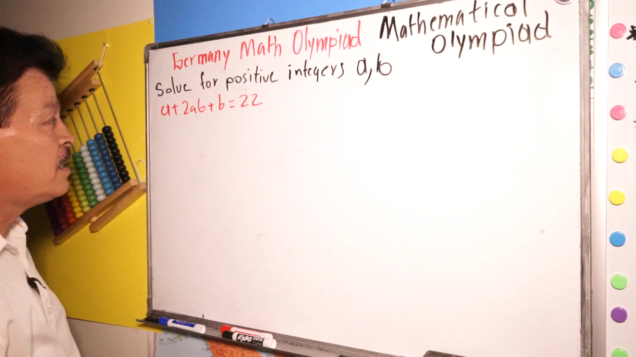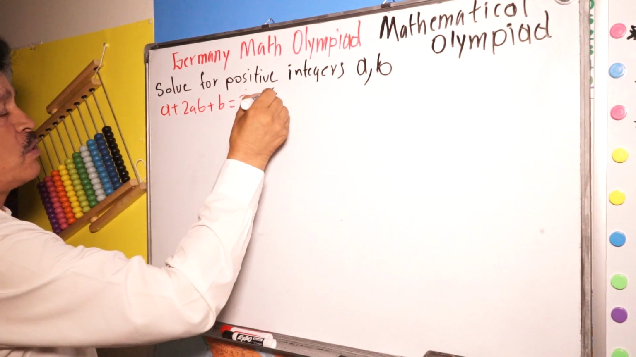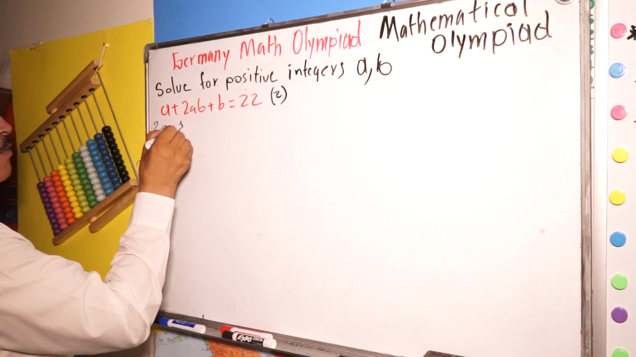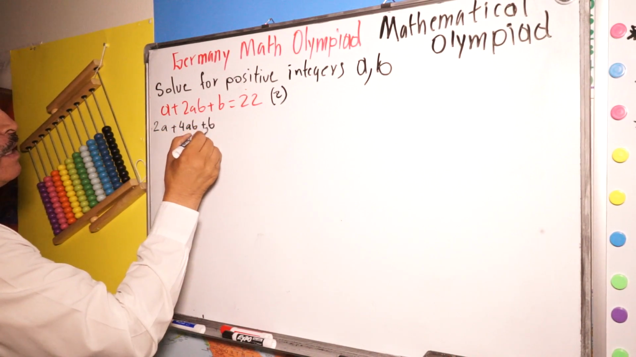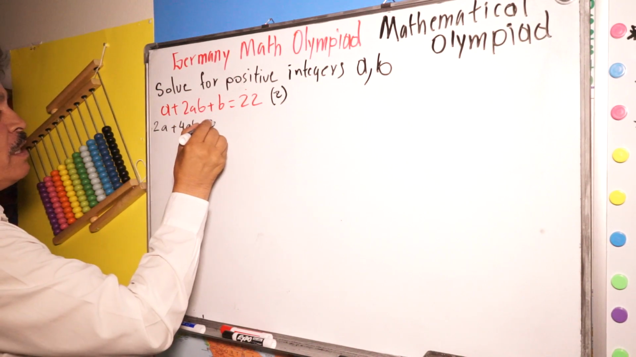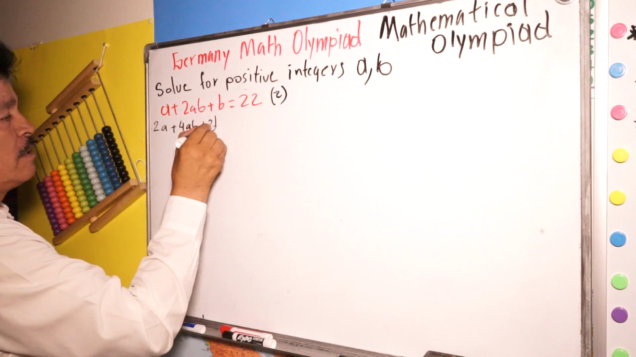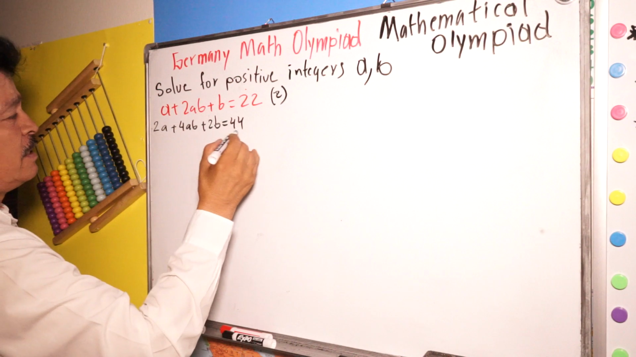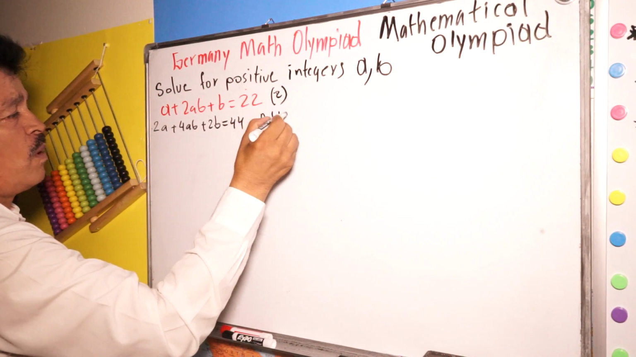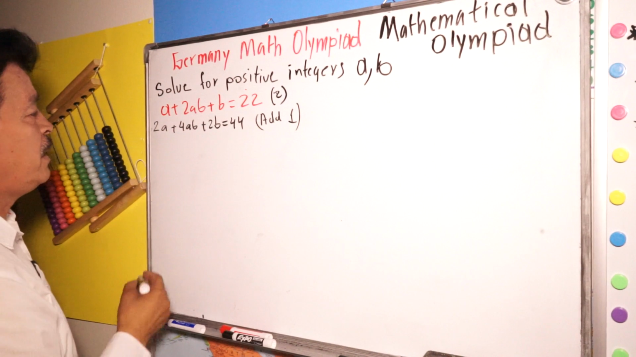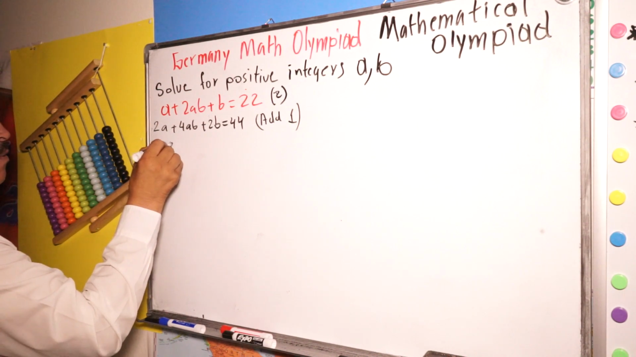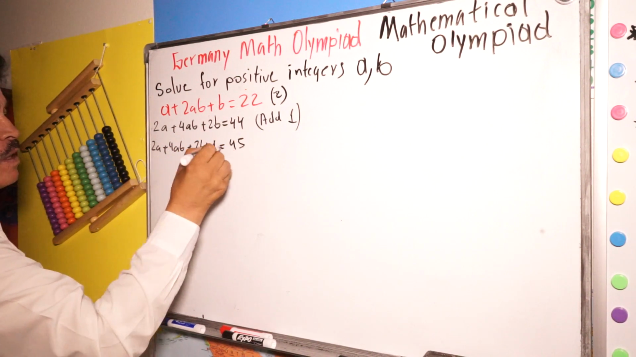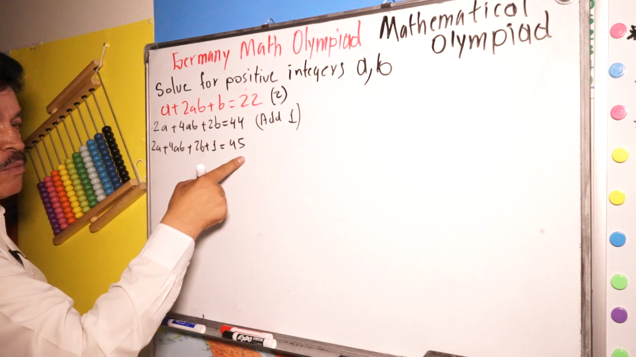Alright, I think the first step here is to multiply by 2. If you multiply by 2, you are going to have 2a plus 4ab plus 2b equals 44, right? And then the next step, add 1. Add the number 1 here, and you're going to have 2a plus 4ab plus 2b plus 1 equals 45. Why 45? Because we added 1, right?